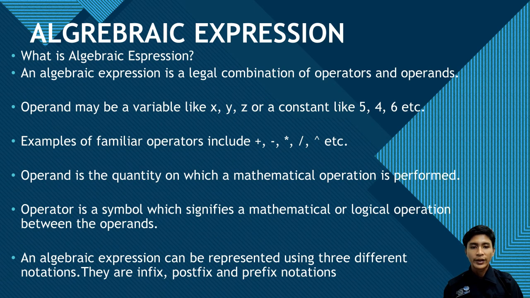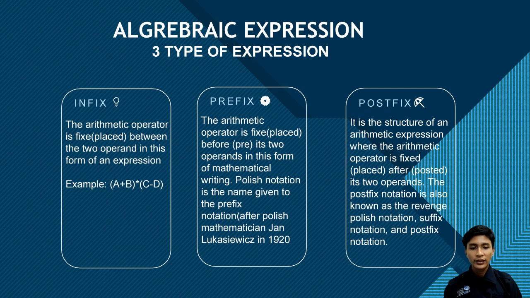Next, we can see the three types of expression. First is the infix. The arithmetic operator is placed between the two operands in this form of expression. For example, (a + b) * (c - d). For the prefix, the arithmetic operator is placed before the operands in this form of mathematical writing. Polish notation is the name given to the prefix notation after the Polish mathematician Jan Lukasiewicz in 1920.